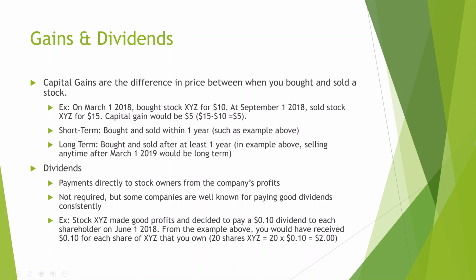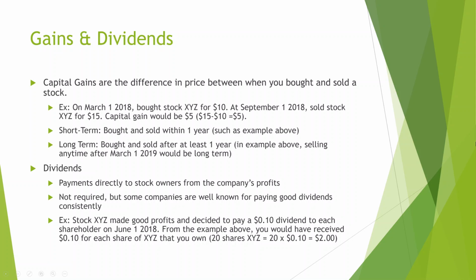Now, when you have capital gains, there are two types of capital gains. And again, this is something I discussed in another taxation video because they are taxed differently. If you have a short-term capital gain, it's because you bought it and sold it within 1 year, like the example above where we only hold it for a few months. So anything that's less than 1 year between the time that you bought it and sold it, short-term capital gain.